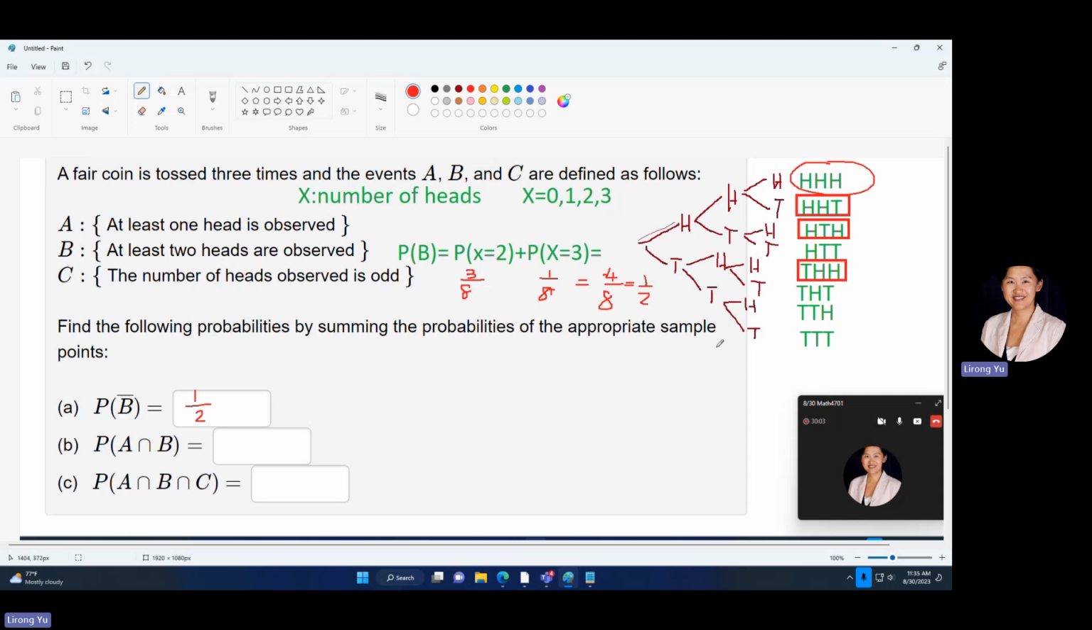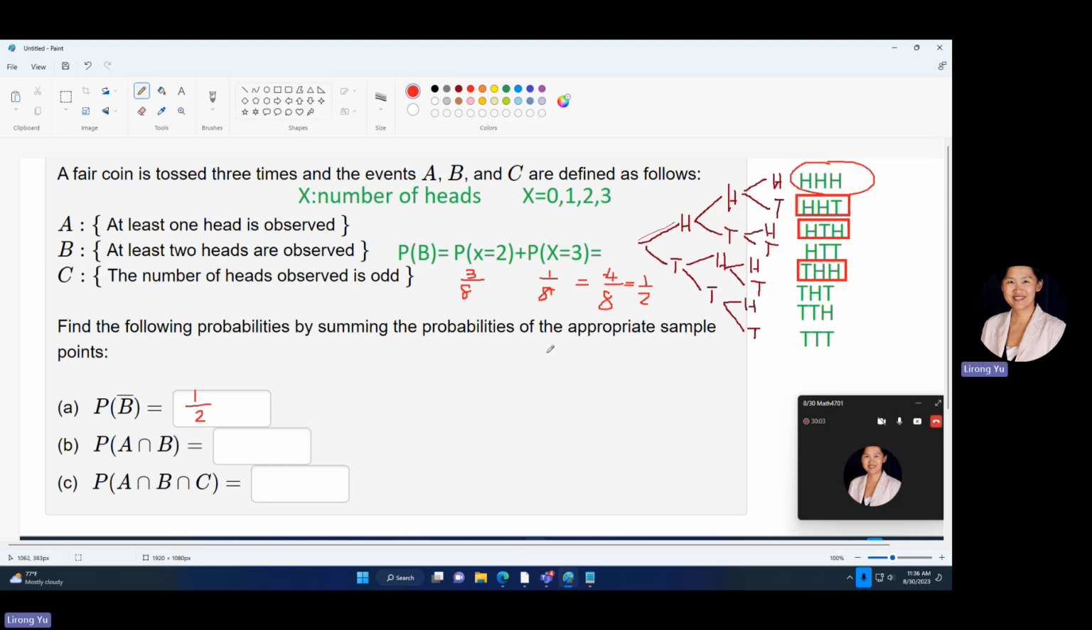This is kind of useful for listing the possible outcomes. If you do something 3 times, then they are equally likely at every trial. This is A. The second one is to get the probability of A and B. A is at least 1 head. B is at least 2 heads are observed.